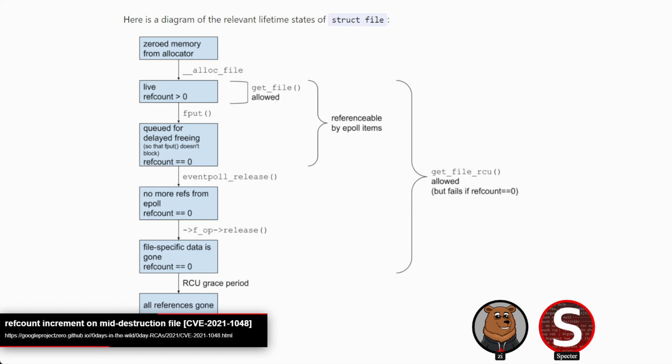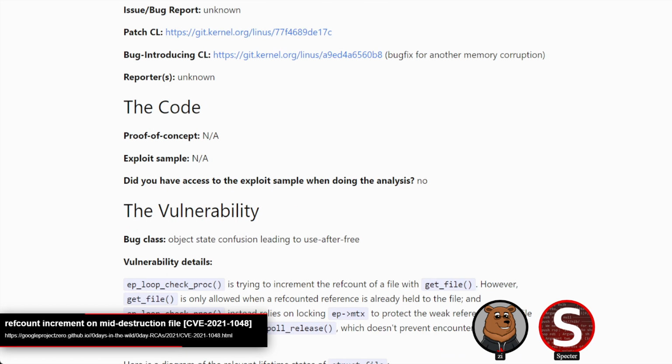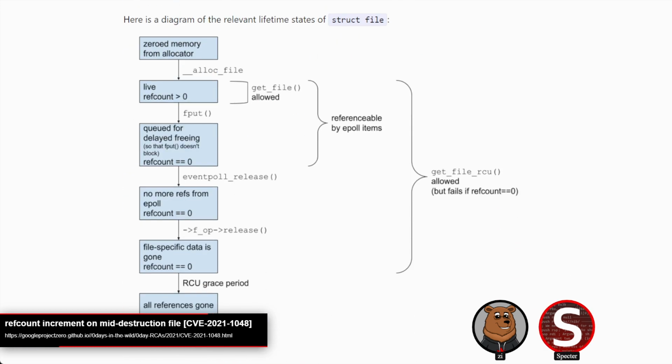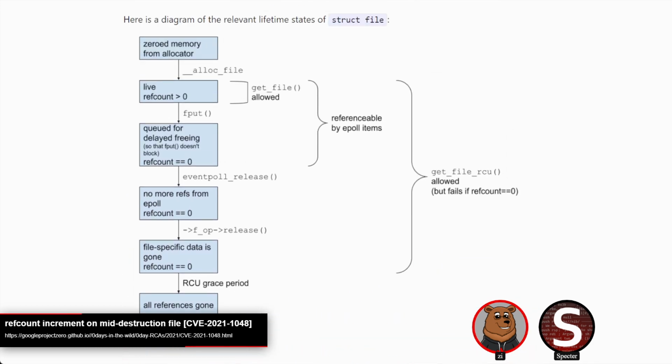Jan Horn calls this an object state confusion because the object is in a state where the get_file call is an invalid call to make. That's basically the root of the issue: in certain object states, get_file just doesn't work. That case being ref count equals 0. The patch here ended up being get_file_rcu. I believe they just straight up replaced that. It was a very easy patch too.